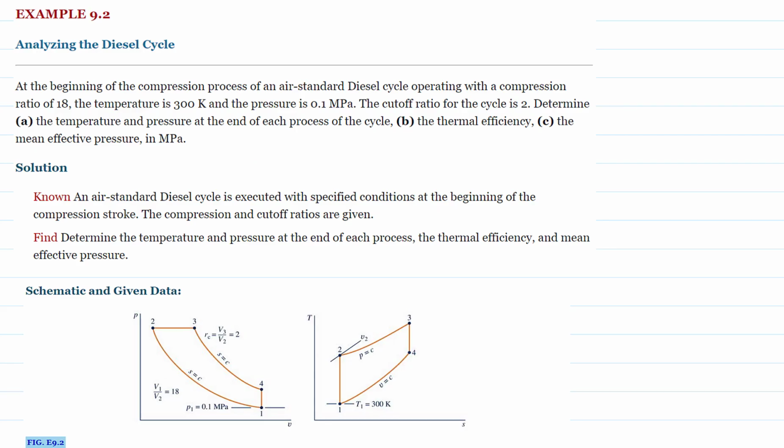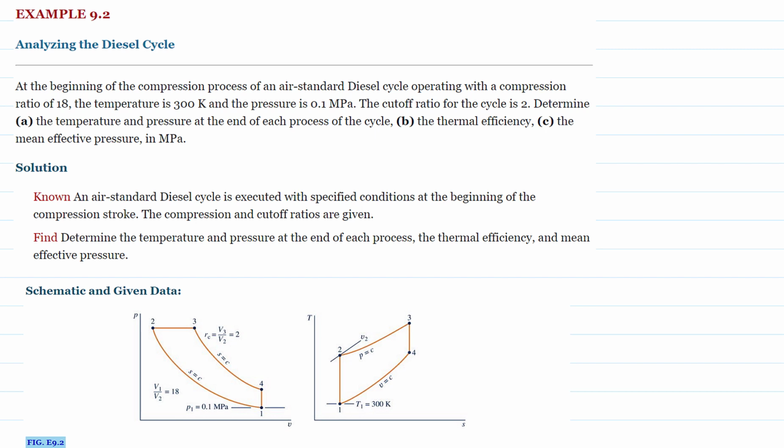Example 9.2. At the beginning of the compression process of an air standard diesel cycle operating with a compression ratio of 18, the temperature is 300 Kelvin and the pressure is 0.1 megapascal. The cutoff ratio for the cycle is 2. Determine the temperature and pressure at the end of each process of the cycle, the thermal efficiency, and the mean effective pressure in megapascal. So this is an air standard diesel cycle.